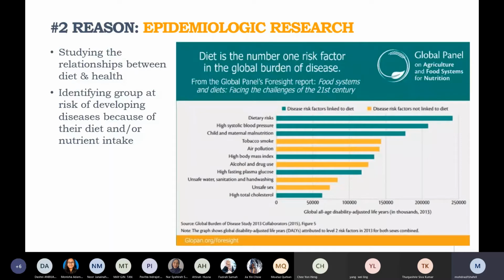So diet is the number one risk factor in the global burden of disease. And we can see that all those in green bars are disease risk factors linked to diet, and the yellow bars are disease risk factors not linked to diet. So there are a lot more bars in green than in yellow.